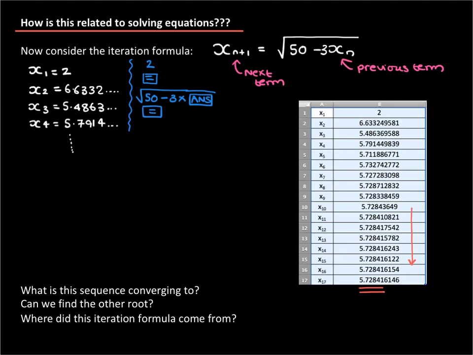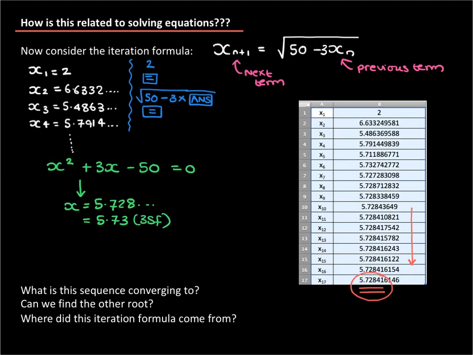So where have we seen this number here before? 5.728. Well, you saw it a minute ago when you solved the quadratic equation x squared plus 3x minus 50 equals 0, because you found that one of the answers to that was 5.728, which we rounded to 5.73 to 3 significant figures.